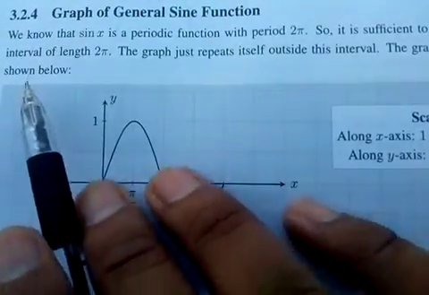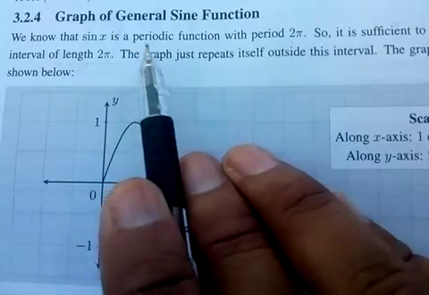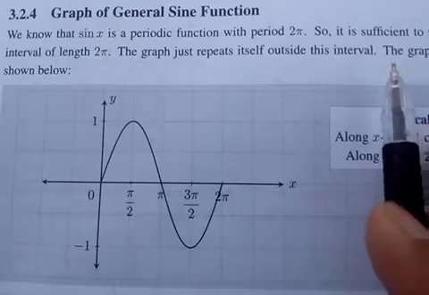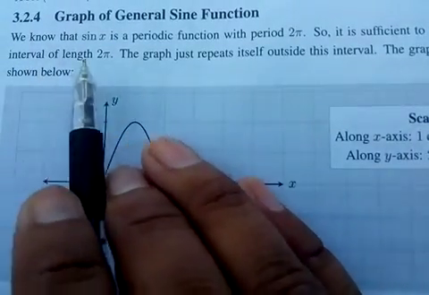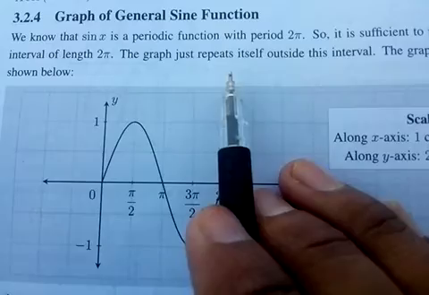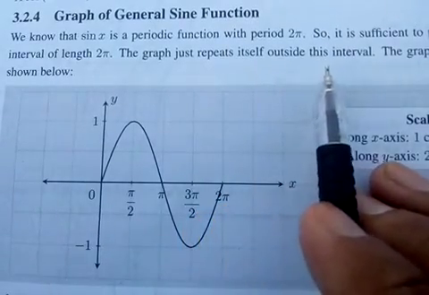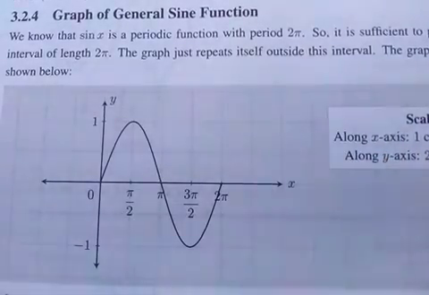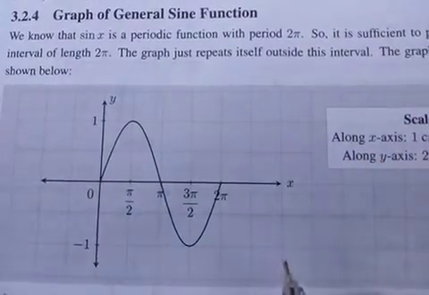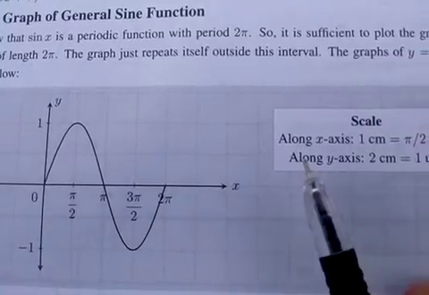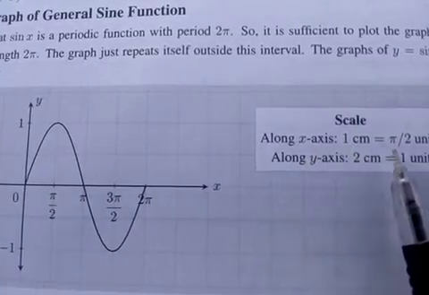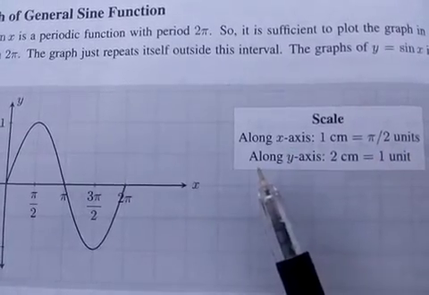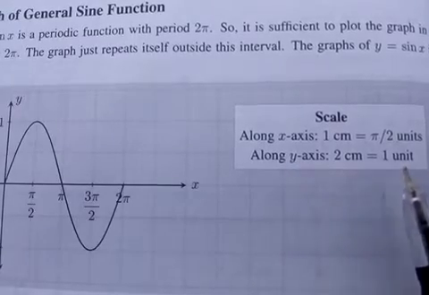Graph of the sine function. We know that sin x is a periodic function with period 2 pi. So it is sufficient to plot the graph in any interval of length 2 pi. The graph just repeats itself outside this interval. The graph of y equal to sin x is as shown below. First of all, we make a scale along the x-axis and y-axis. 1 centimeter equals pi by 2 units along the x-axis. Along the y-axis, 2 centimeters equal 1 unit.